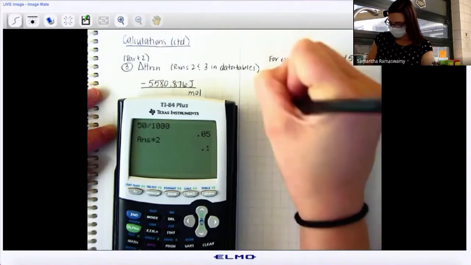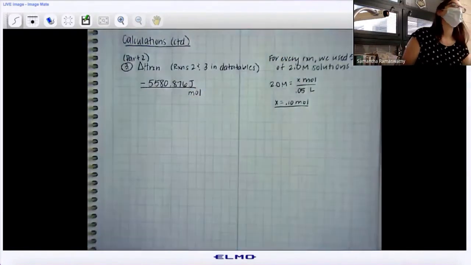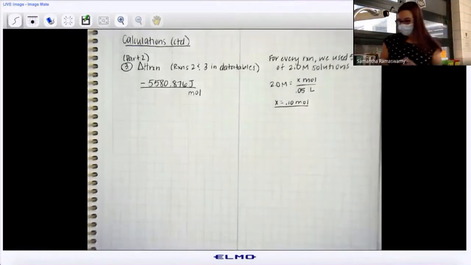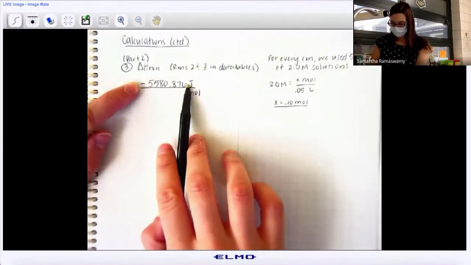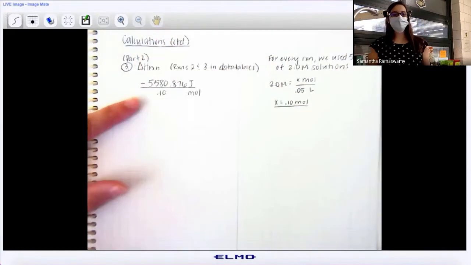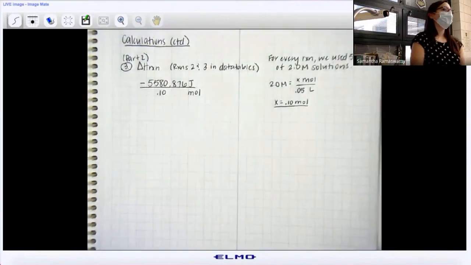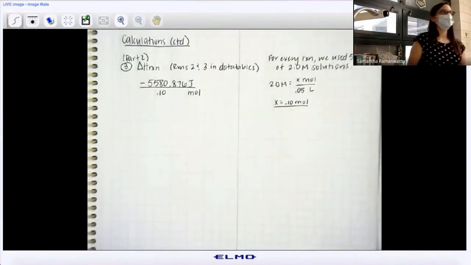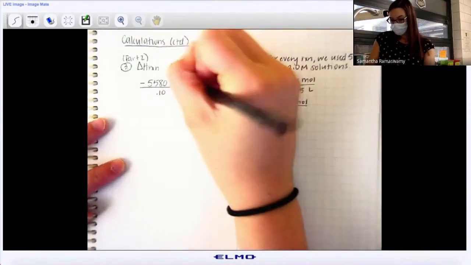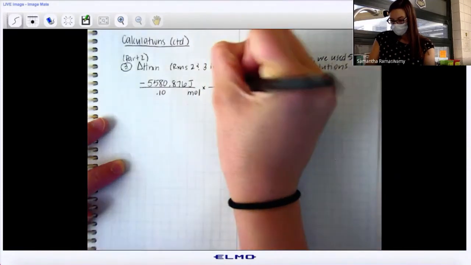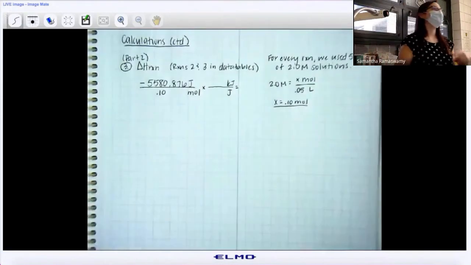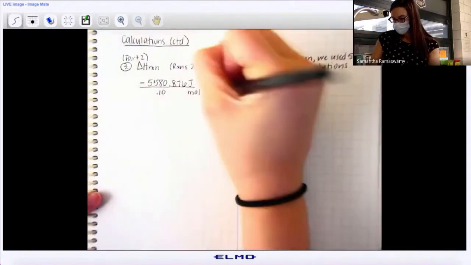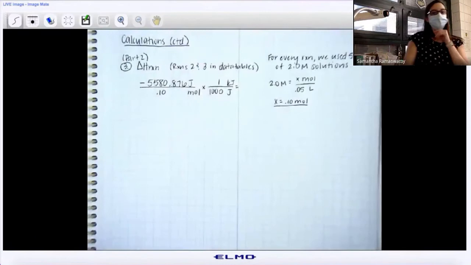0.10 moles. So every single time the reaction used 0.10 moles, which means this was the amount of heat released when 0.10 moles of each reactant reacted. Now, delta H is kilojoules per mole. Right now I'm at joules per mole. So I'm going to add an extra conversion factor to go between joules and kilojoules. Kilo is bigger, so that gets the 1. There are 1,000 joules in 1 kilojoule.